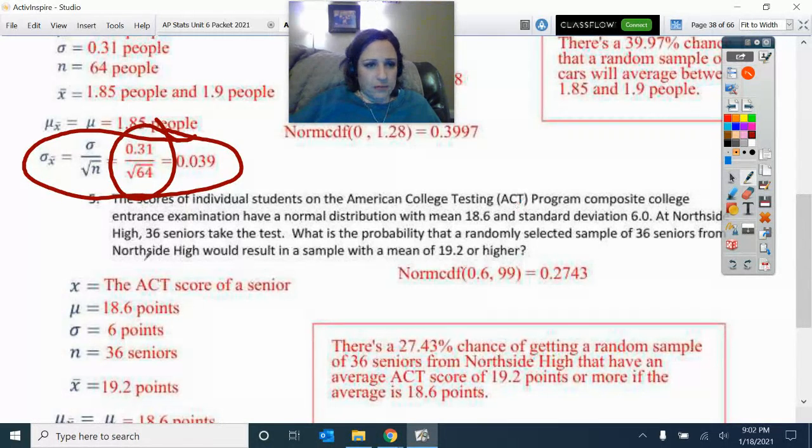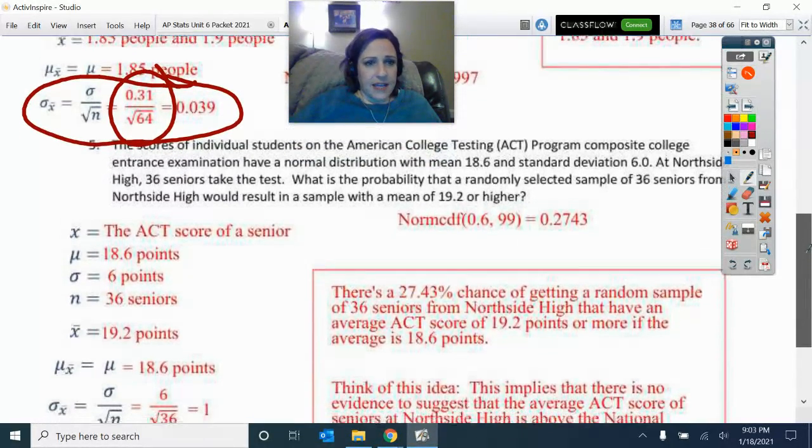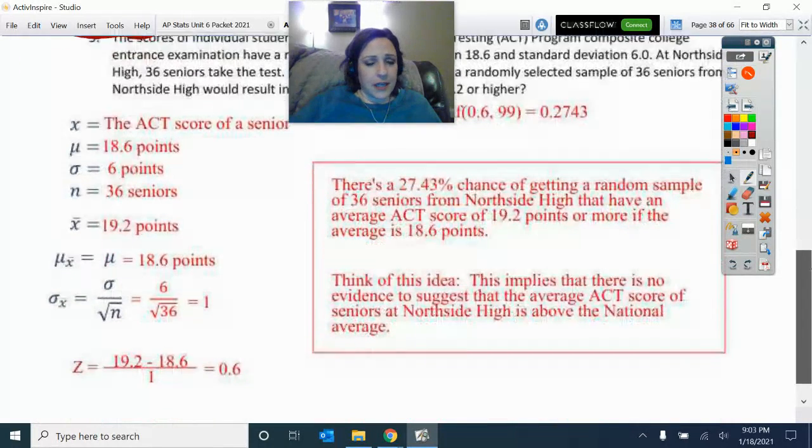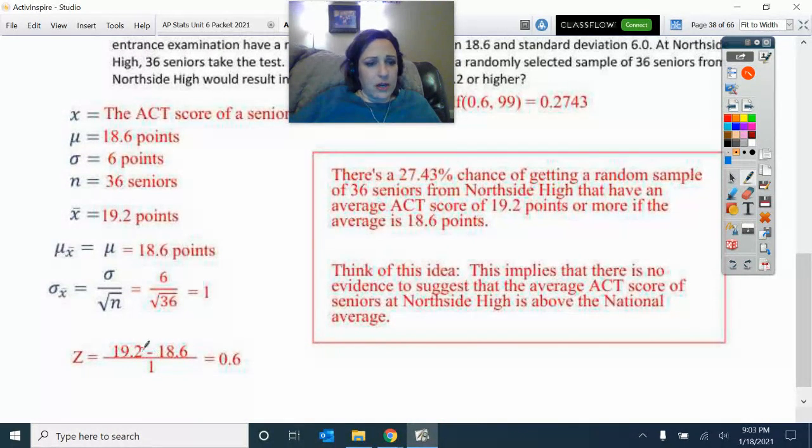And here we go. Scores of individual students on the ACT are normally distributed because it's a standardized test, with a mean of 18.6 and a standard deviation of 6. They take a sample of 36 seniors. And so we just wanted to know what's the probability you get this x-bar of 19.2 or higher. So I'm just going to get a z-score for that.